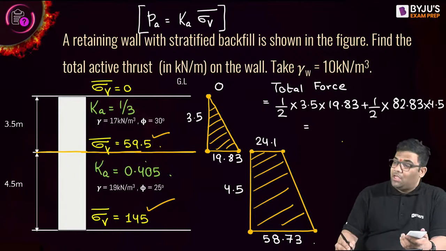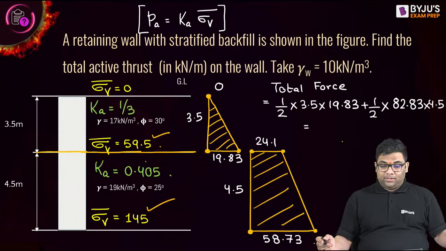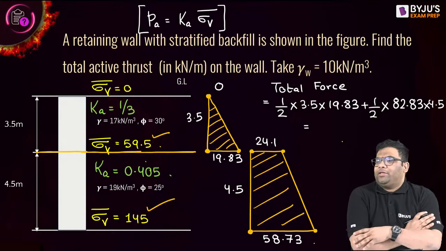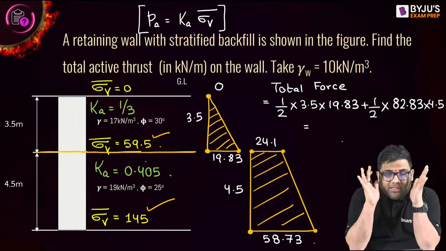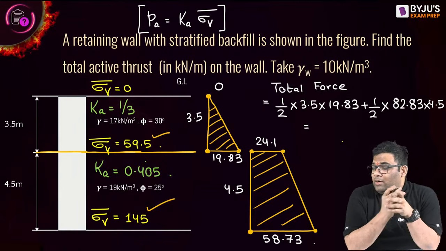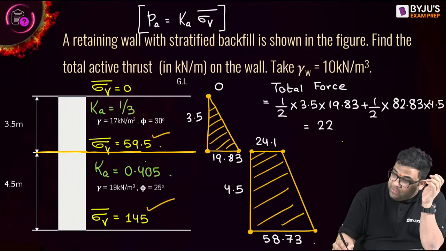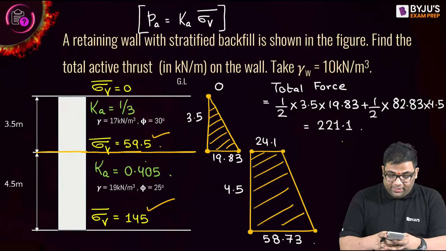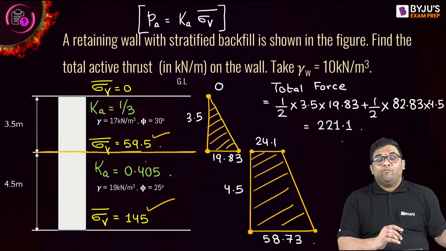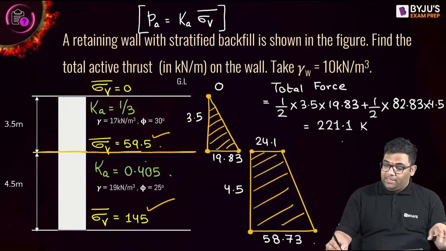Tell me, how much am I getting as total force? Easy question. No need to be complicated. Just keep your mind very calm. Yes, 221.1 I'm getting. Let me recheck the values. 19.83 into 3.5 divided by 2, plus 41.42 into 4.5. You are getting 221.1 kilonewton per meter.